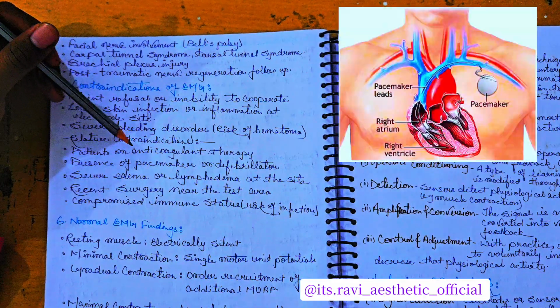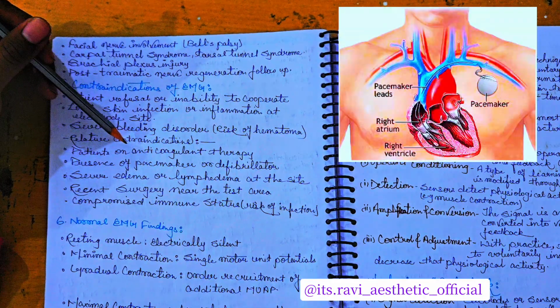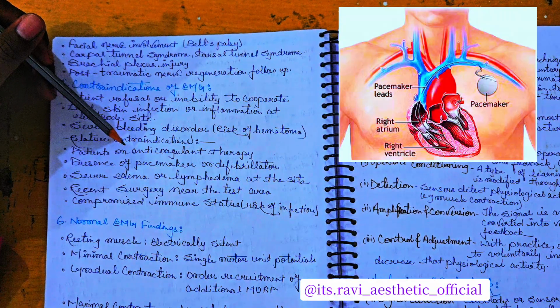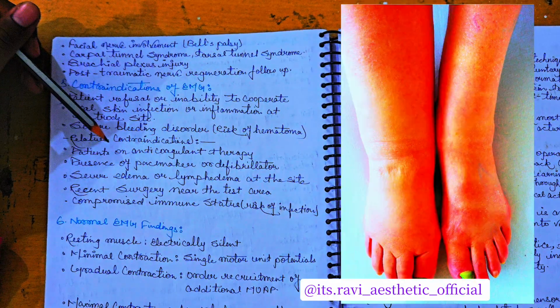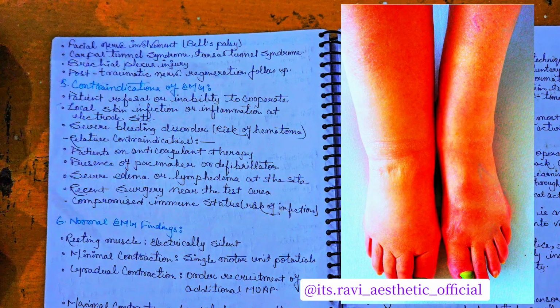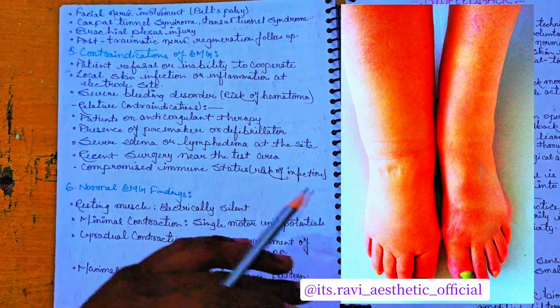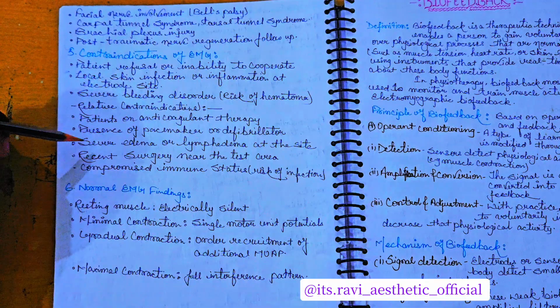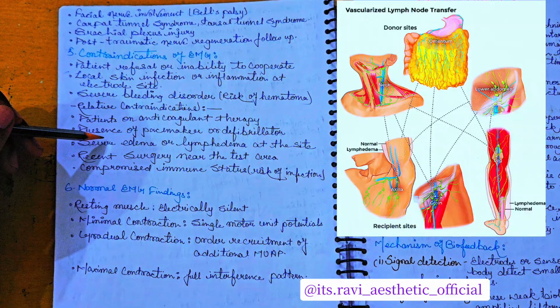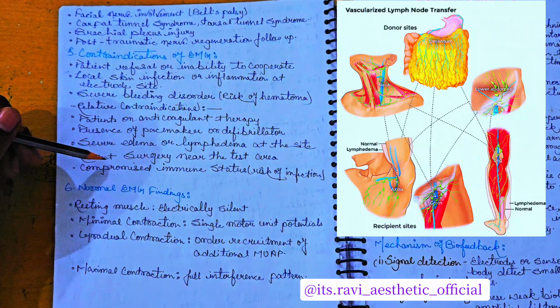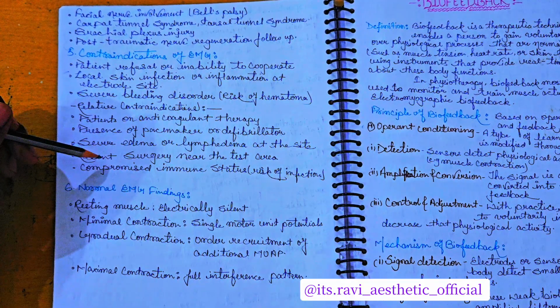Presence of a pacemaker or defibrillator, as a pacemaker is present on the heart, so we can't check EMG, as burning and neuropathic lesions can happen at that place. Severe edema or lymphedema at the site, where there is accumulation of water content, so we can't use the EMG machine. Recent surgery near the test area, like total knee replacement, total hip replacement, partial knee or hip replacement, or any abdominal surgery. We can't use EMG there because any abnormality may be found at that place.